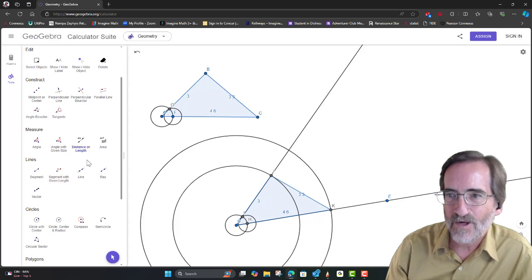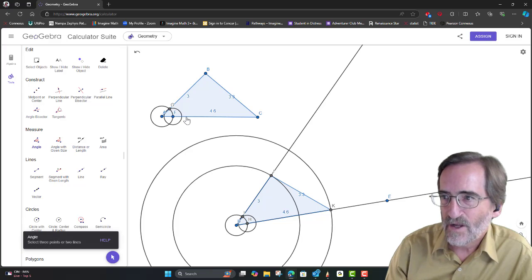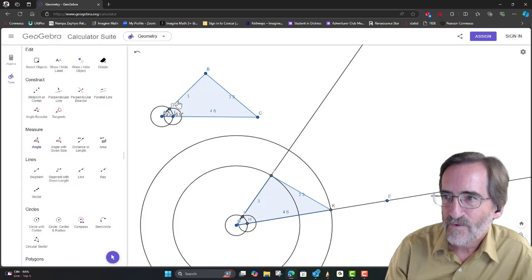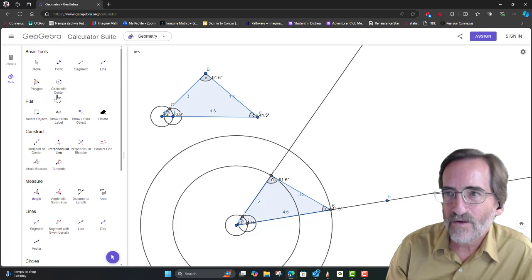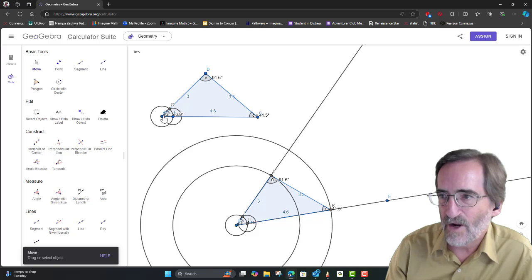Okay, so those side measurements work, and I'm going to measure the angles. Okay, so angle A is 46.9, angle D is 46.9, angle B is 91.6, angle J is 91.6. Angle C is 41.5. Angle K is 41.5. Look at that.